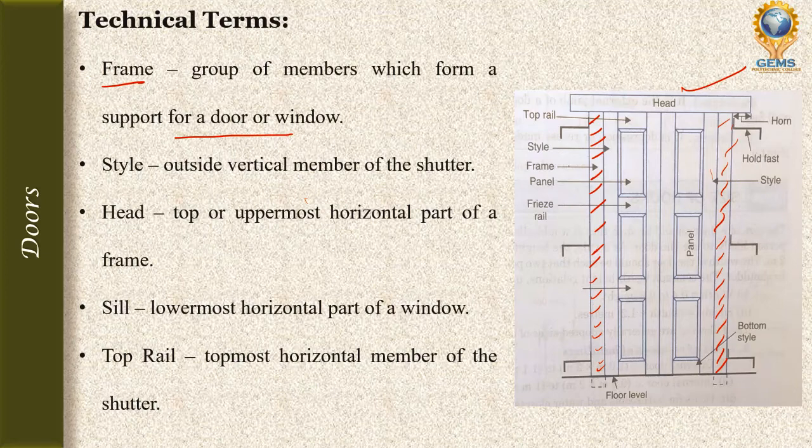Next is style. So where is style? Style is here. This part is called style. So here also 2 styles are there. So this is the outside vertical member of the shutter. So style is an outside vertical member of a shutter of a door or a window. So that is this style.